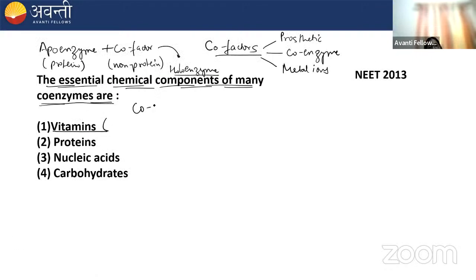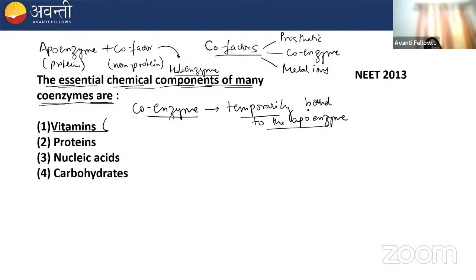I remember I told you that coenzymes are those which are temporarily bound to the apoenzyme. Remember this? Those which are temporarily bound to the apoenzyme, those are coenzymes.